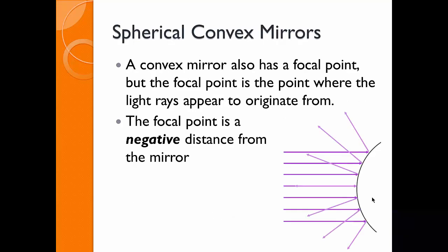So besides a concave mirror, we also have a convex mirror. This also has a focal point, but the focal point is the point where the reflected rays appear to originate from. So it's on the other side of the mirror, and it's going to be a negative number. The focal point for a convex mirror is going to be negative.